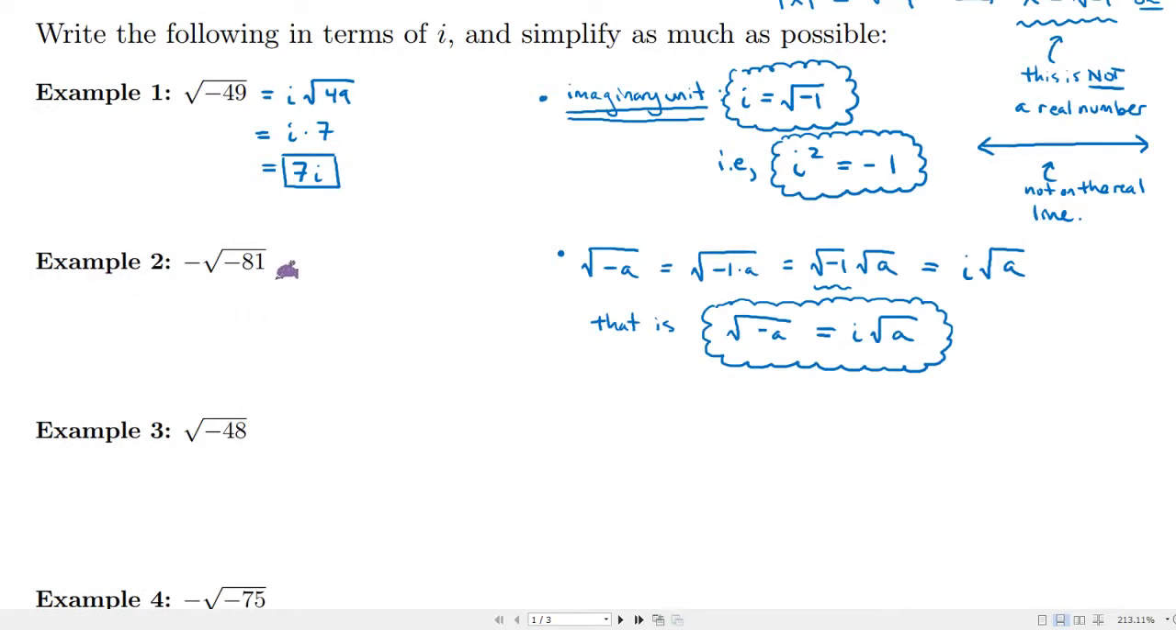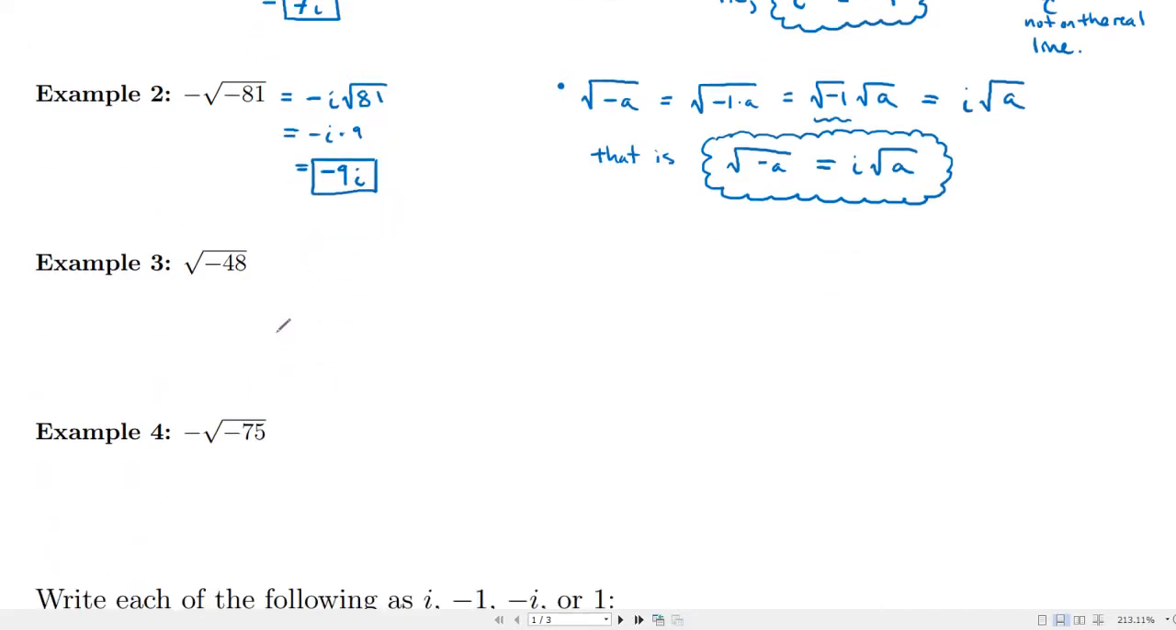Well, what about this one here? Negative square root of negative 81. So this would be negative, and then that negative here would come out as the square root of negative 1, i, 81. Okay, so this negative is right here. This square root of negative becomes the i, and then what's left over is the square root of 81, and we know that that is 9 because 9 squared is 81. So we would write this as negative 9i.